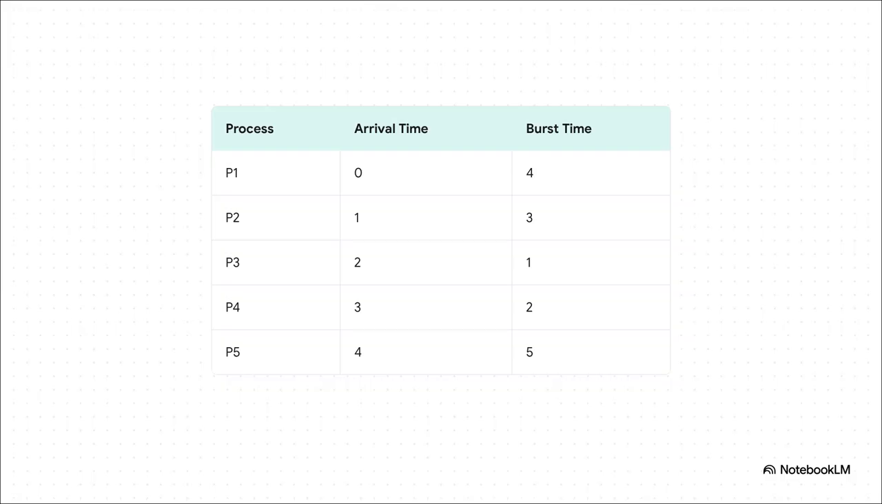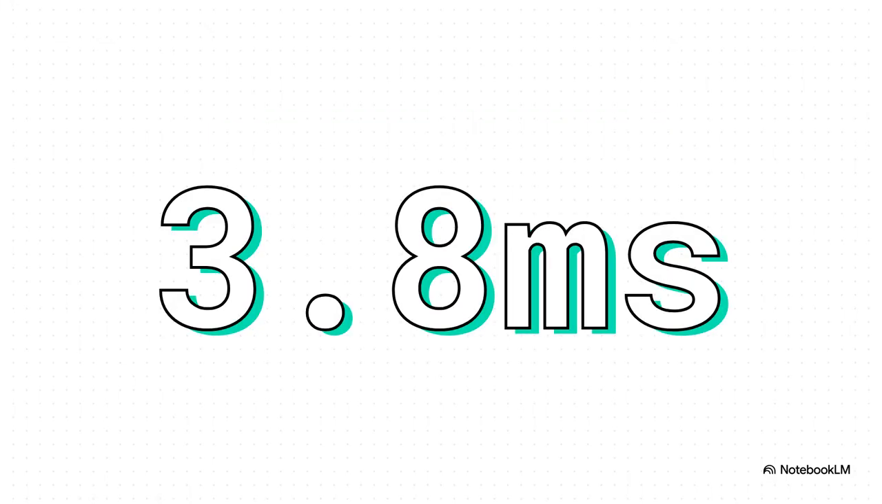All right, let's get our hands dirty with a classic exam-style problem. We've got 5 processes here, P1 to P5. And you'll see 2 really important columns. Arrival time, that's the exact moment each process gets into the ready line. And burst time, that's how much CPU time it needs to finish its job. We're going to run this exact same set of jobs through a few different algorithms and see what happens to the wait times. Using first come, first serve, the math gives us an average waiting time of 3.8 milliseconds.